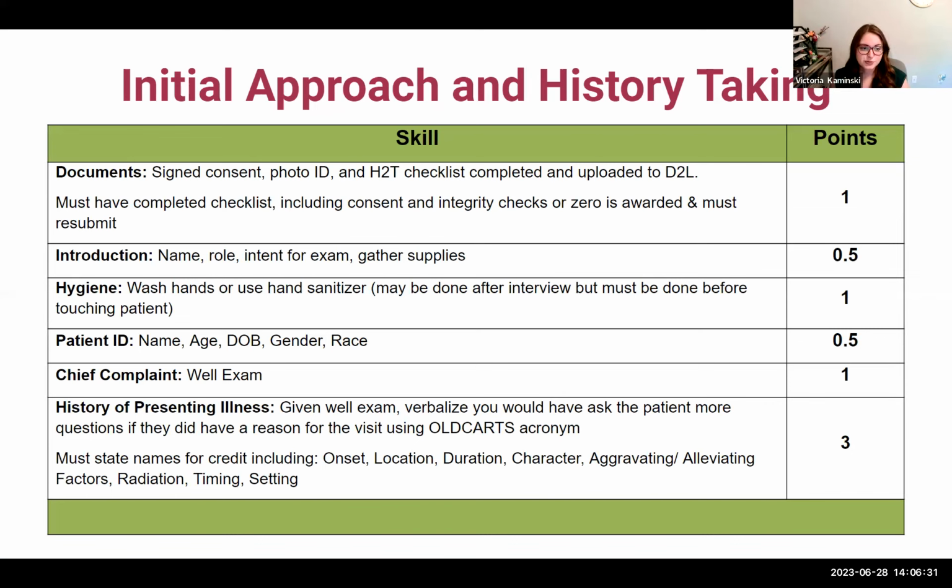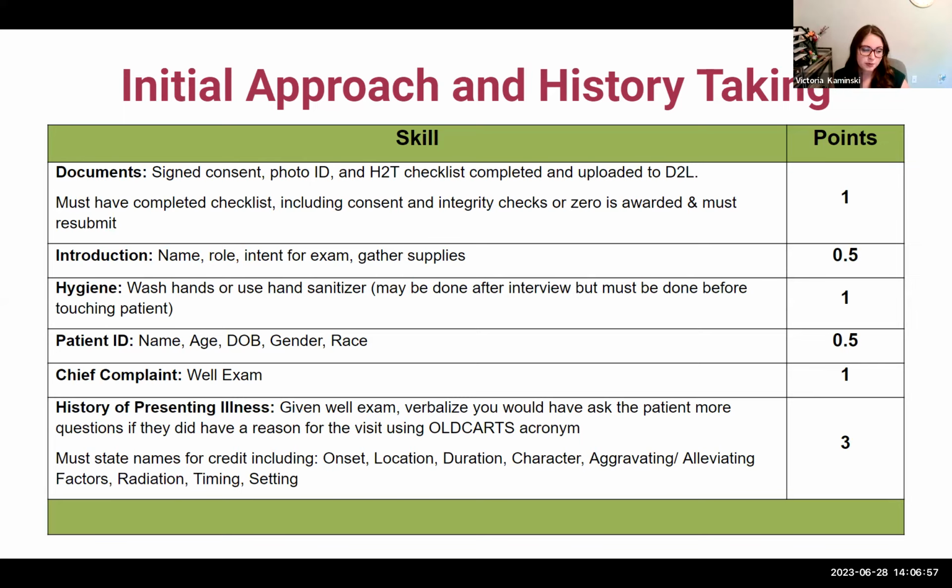So for the initial approach and history taking, you need to have those documents submitted. Without those documents, we cannot grade your video. You're getting 0.5 for introduction. You're also getting 1 point for hygiene. So at some point prior to physically assessing the patient or touching them, you must either say or show that you are using hand sanitizer. And then obtaining the patient ID, as I mentioned, that's another half a point.